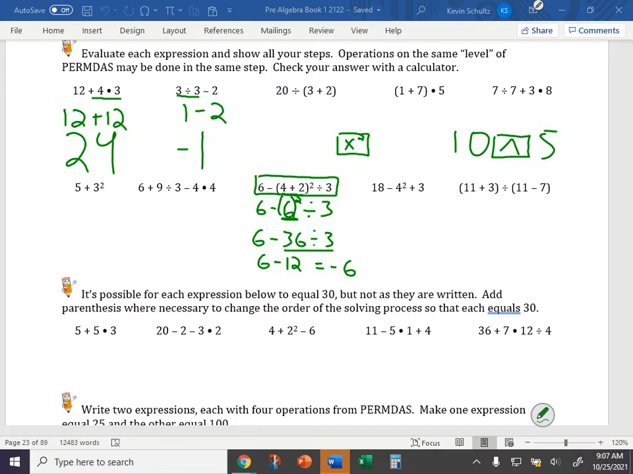Anything else? Another you'd like to do together? We'll do one more as a group. John? 7 divided by 7 plus 3 times 8. Okay. I got to erase my other jottings here. 7 divided by 7 plus 3 times 8. What are we doing first here?